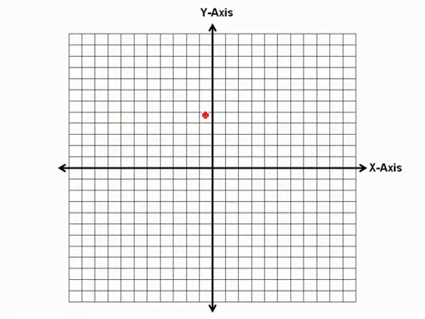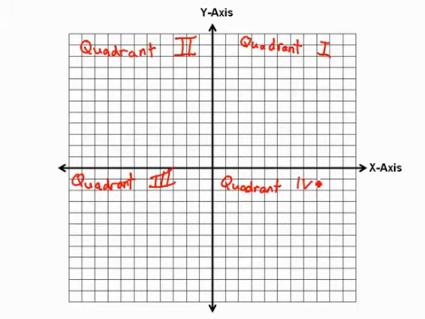Excellent. What's important to know is what the quadrants are called. Quadrant 1, or quadrant I, Roman numeral I, is up here. Quadrant 2, or II, is in the top left. Quadrant III is in the bottom left. And finally, quadrant IV, or quadrant 4, is in the bottom right. So it's important to keep in mind where each quadrant is located.